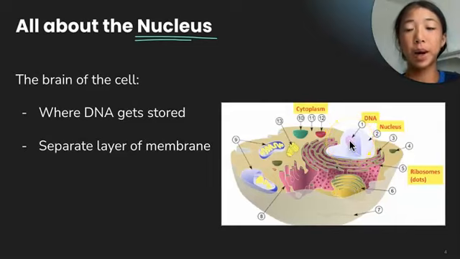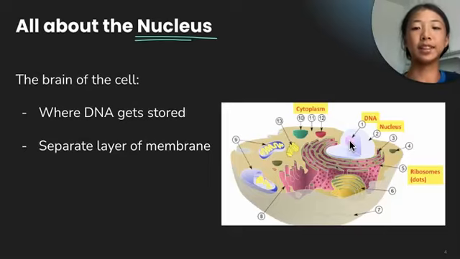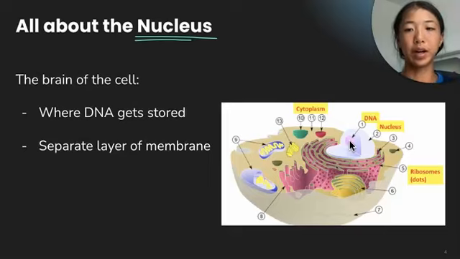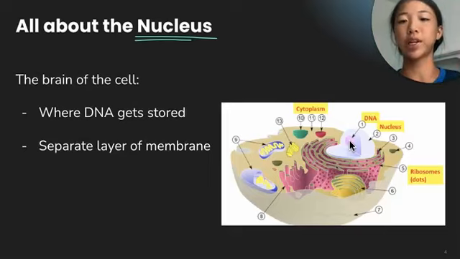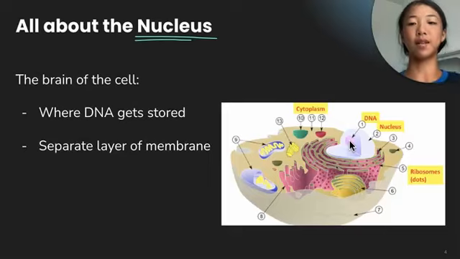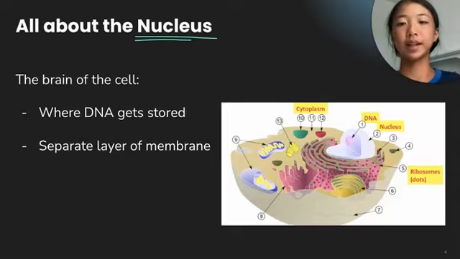Another thing to know about the nucleus is that it has a separate layer of membrane, extra protection, all because of the DNA. The DNA is so important that it needs two membranes, two layers of security guards to protect it from any invading molecules. Because the DNA basically codes all your proteins and is the blueprint for your body, it needs to be super safe.